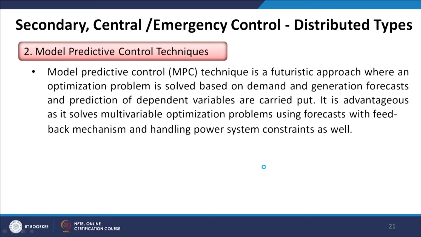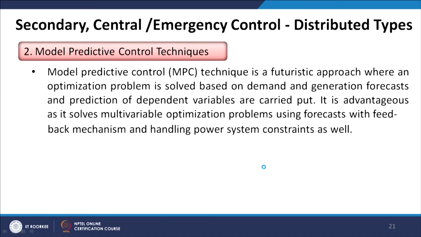Moving into model predictive control techniques. Model predictive control, the so-called MPC technique, is a futuristic approach where an optimization problem is solved based on demand and generation forecast, and prediction of dependent variables is carried out. So, here we imagine a step ahead. It is advantageous as it solves multivariable optimization problems using forecast with a feedback mechanism, and handles power system constraints as well.